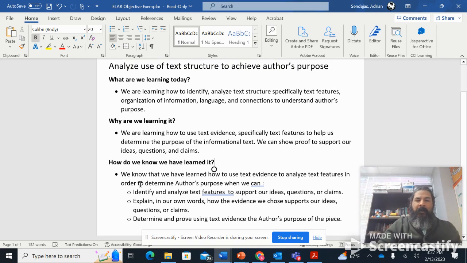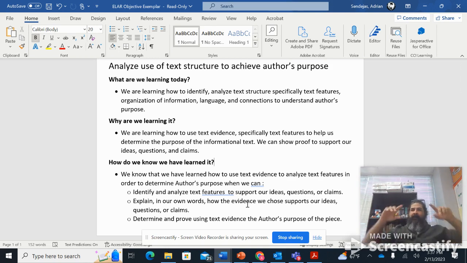And then how do we know we've learned it? We know we've learned it when we can use text evidence to analyze text features in order to determine author's purpose. When we can identify and analyze text features, explain in our own words how the evidence we chose supports our ideas or our claims, and determine and prove using text evidence the author's purpose of the piece. So that's the breakdown of how I looked at that high leverage TEKS and what I'm going to do with it. This is giving you an overview of what I'll have posted up for the kids. This is step one, what we're going to work on today.